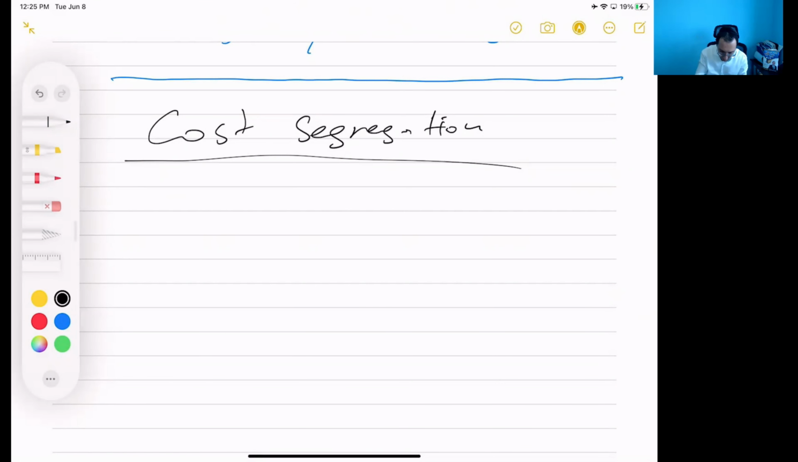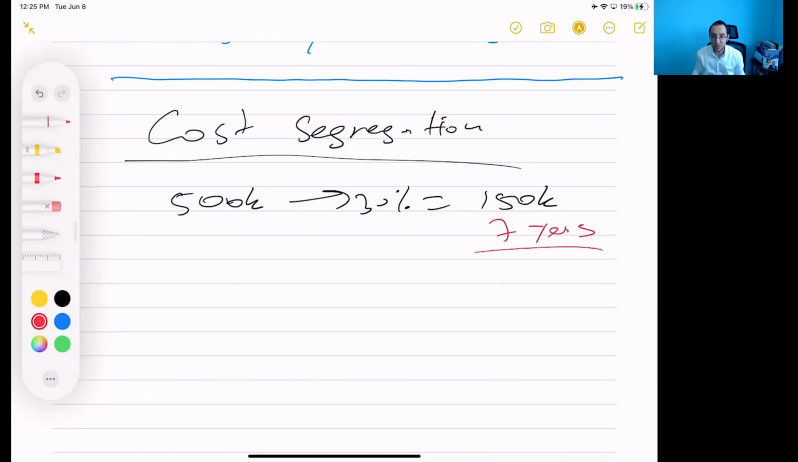The same property, $500,000, right? Net, where the land was already allocated, about 30% of it, that's 150,000, has a life of 7 years. It gets fancy here with colors. 7 years. Okay, so that means that the remainder of the property, 350,000, is divided by 27 and a half years.